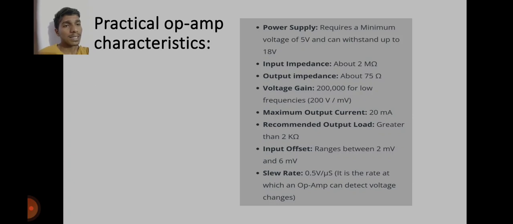The slew rate is 0.5 volts per microsecond. It is the rate at which the op-amp can respond to voltage changes. In the ideal case we have seen that the slew rate is infinity, but in the practical case we see it as 0.5 volts per microsecond.